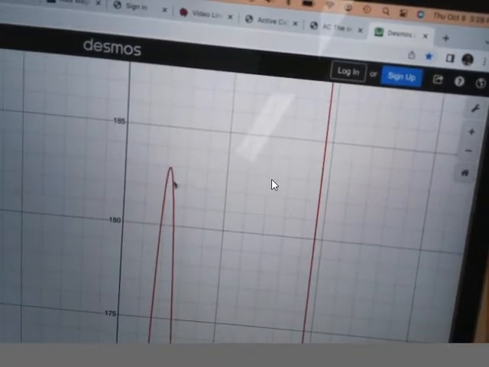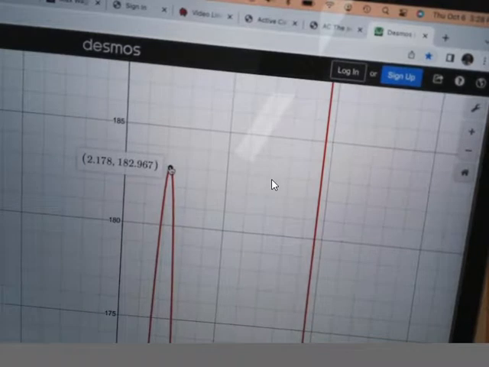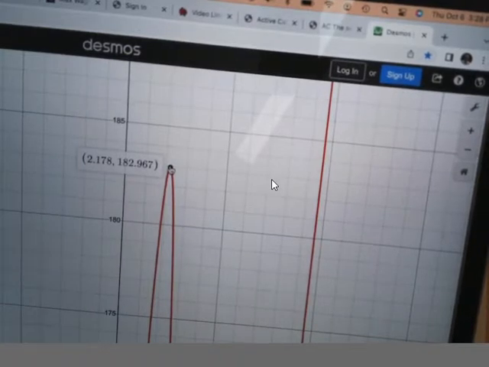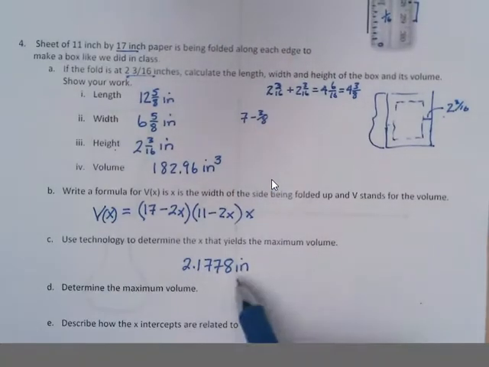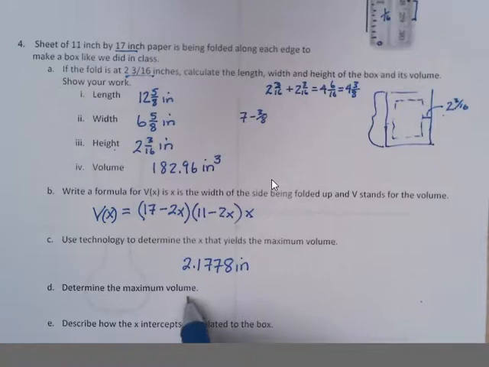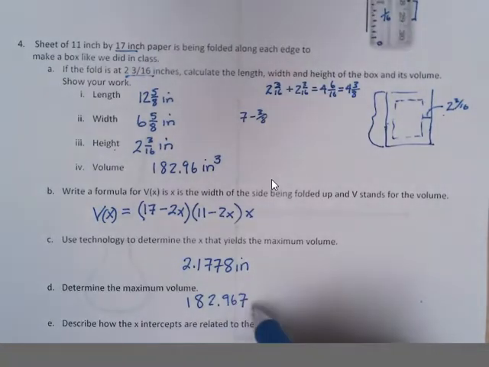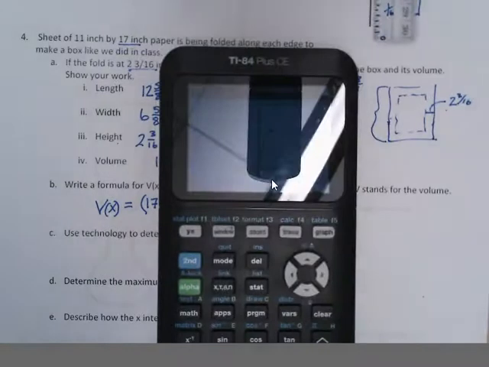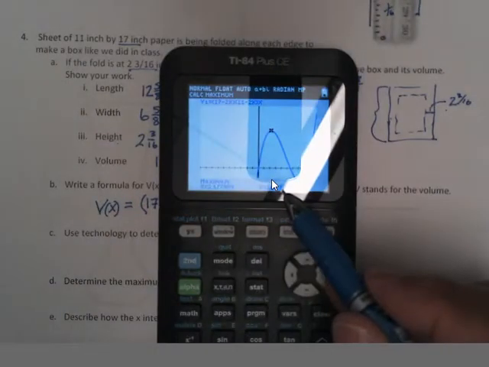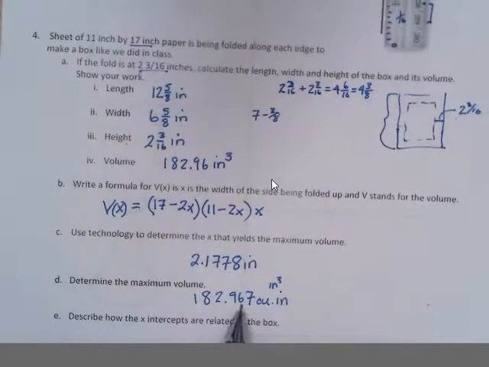And it says the maximum is 182.183 at 2.178, and the maximum volume was 182.967 cubic inches, or inches to the third, either way. And here you can see that 182.966, and this is pretty much the same number. Okay, round it off.